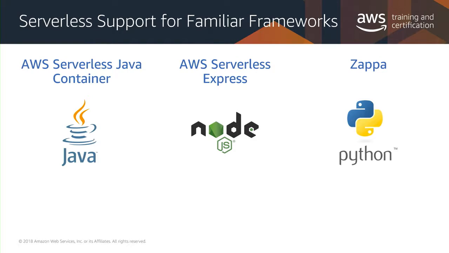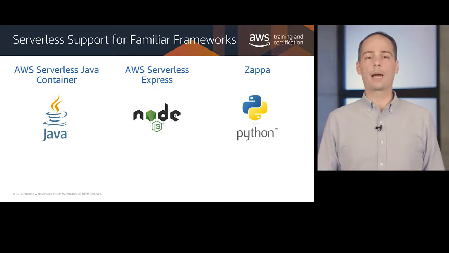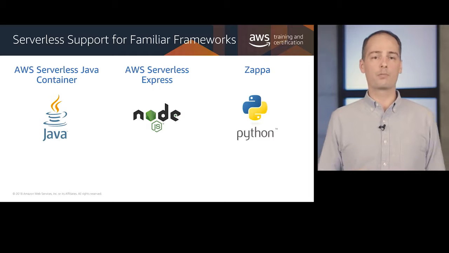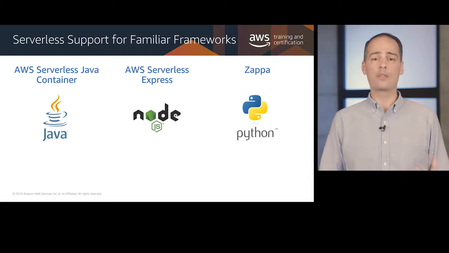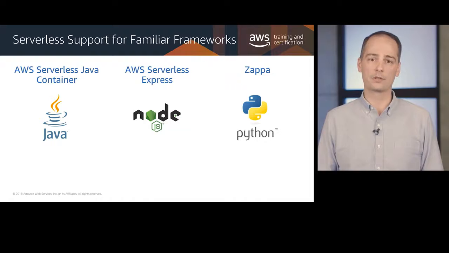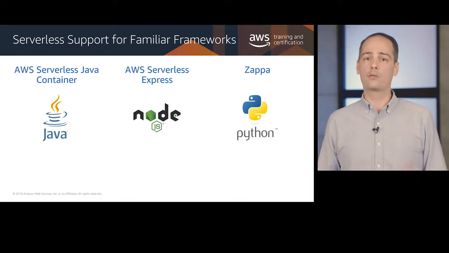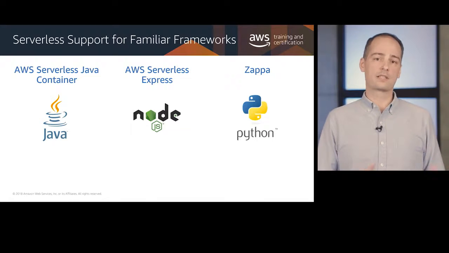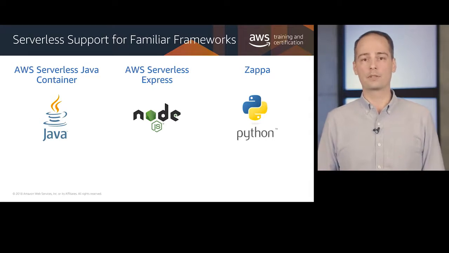It's also important to note that there are a number of frameworks and libraries that you can continue to use that you might be used to using already in your traditional application and development environments. For instance, if you're already developing applications using Jersey or Spring Boot, you can use the AWS Java container in order to migrate that code into a serverless context without having to make significant changes to your application. Similarly, for Node and Python, if you're using frameworks like Express or Django, the AWS Serverless Express framework and Zappa respectively can allow you to use those frameworks within a Lambda context as well.